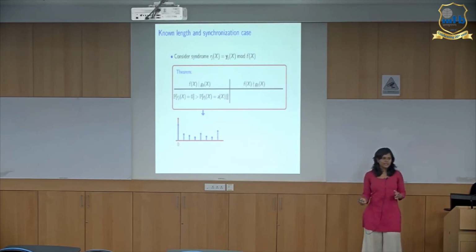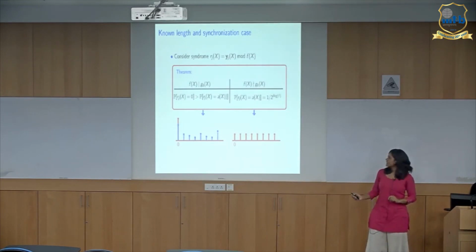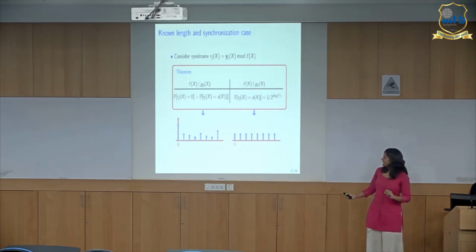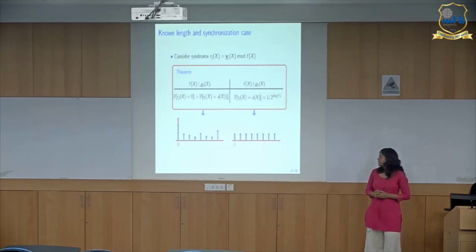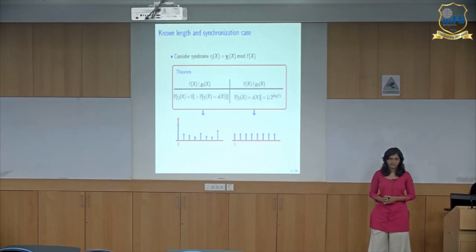Now let's see what happens when f of x doesn't divide g of x. In this situation we prove that the syndrome distribution will be uniform. Even with the introduction of error, the syndrome distribution continues to be uniform. So we can see that the syndrome distribution is different depending on whether f of x is a factor or not, and this is what helps us to identify the two situations and solve the blind reconstruction problem. Of course, once we have identified the irreducible factor f of x, we need to identify its multiplicity. For that also we study similar syndrome properties that I will not discuss.